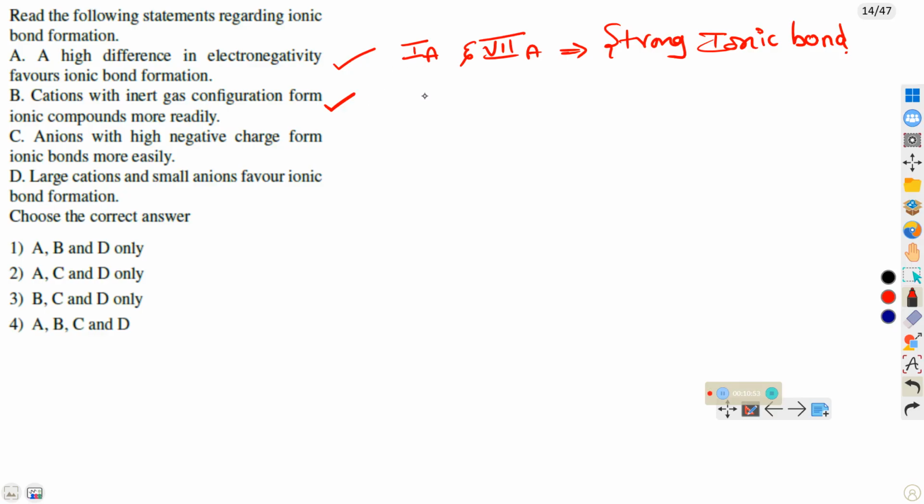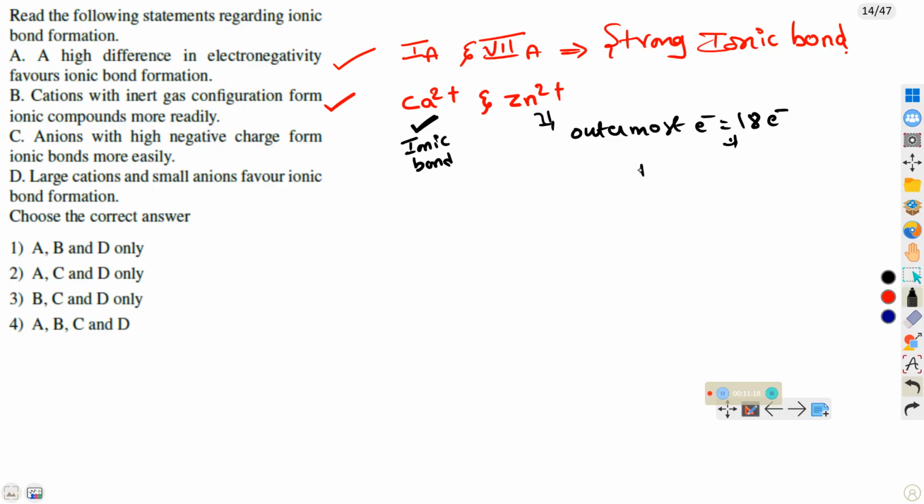Cation with inert gas configuration among Ca2+ and Zn2+. Among Ca2+ and Zn2+, Ca2+ forms ionic bond easily because it loses 2 electrons, then it gets stable inert gas configuration. In Zn2+, the outermost shell has 18 electrons. So this configuration is called pseudo inert gas configuration.